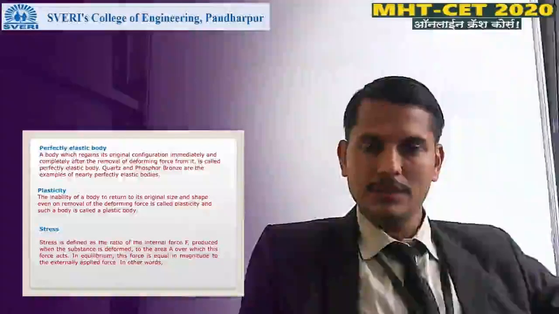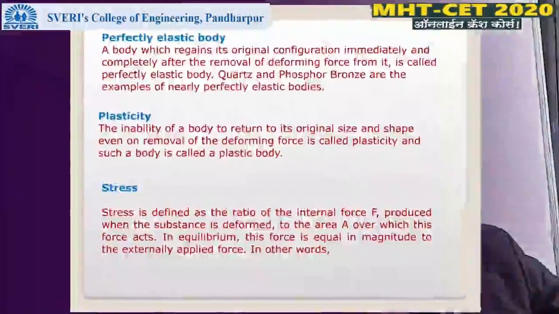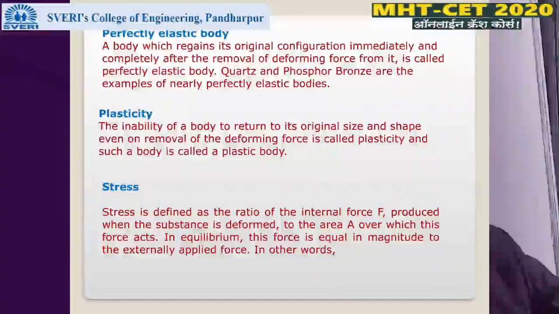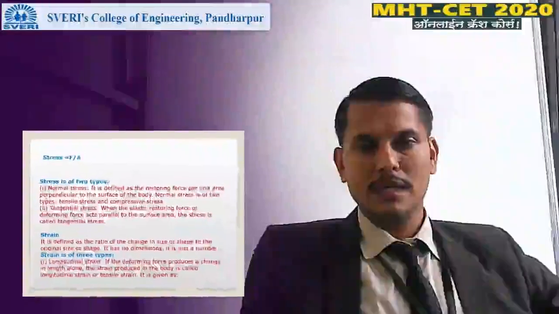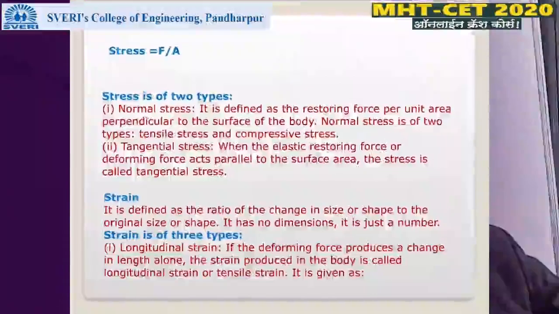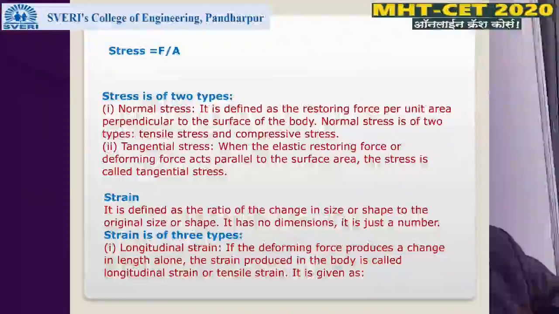Next term is stress. So let us define it first. Stress is defined as the ratio of the internal force, that is capital F, produced when the substance is deformed to the area capital A over which this force acts. In equilibrium, this force is equal in magnitude to the externally applied force. In other words, simply we are saying that stress is nothing but force upon capital A, that is area.